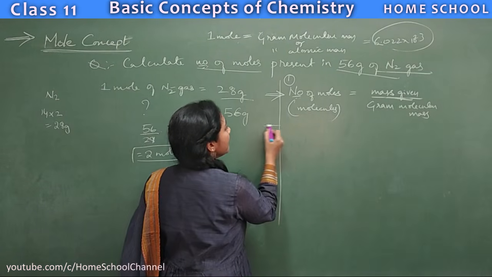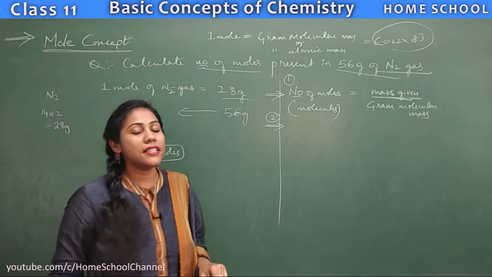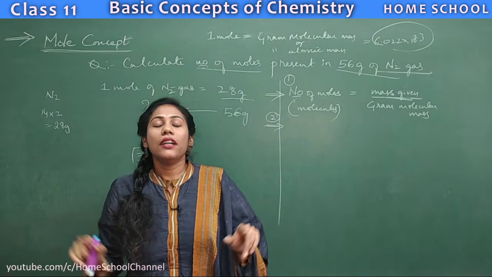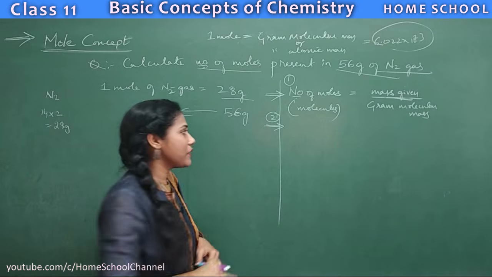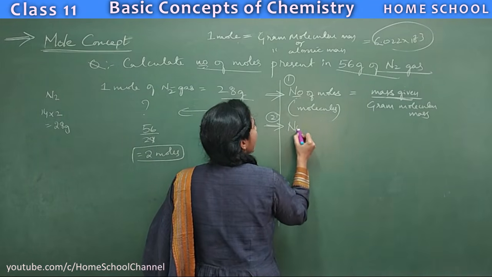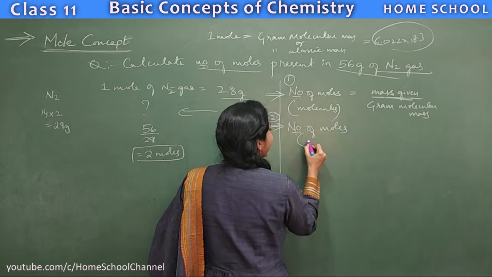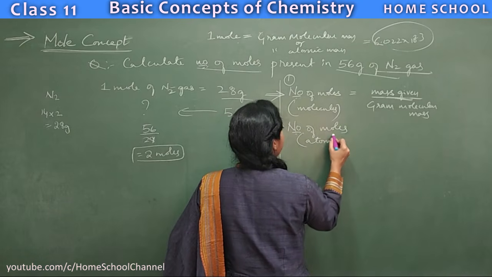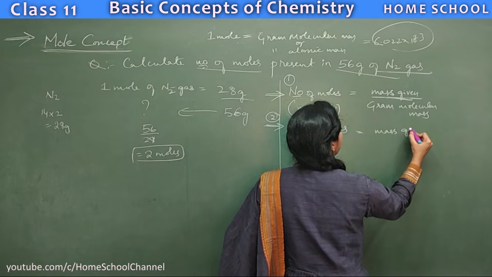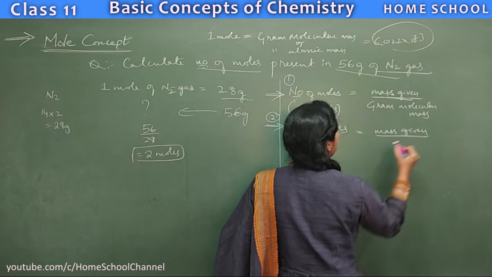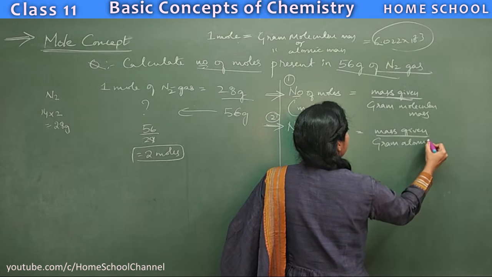Now I am giving you the second formula, formula number 2. List out all the formulas. This will be helpful for calculating questions for competitive examinations, right? So if you want to calculate the number of moles in case of atoms, then the formula is mass given, which will be given in the question, divided by gram atomic mass.